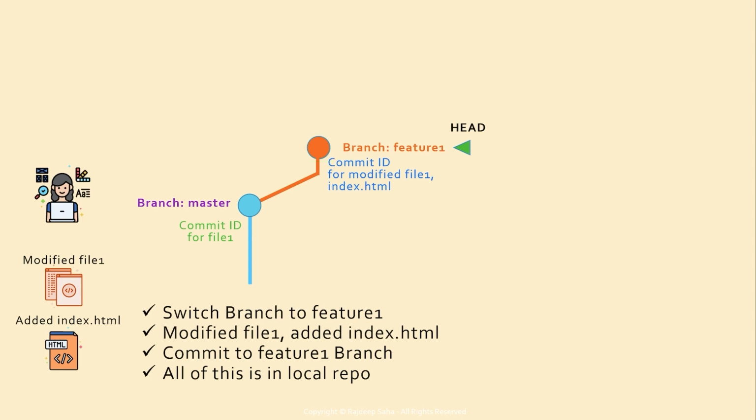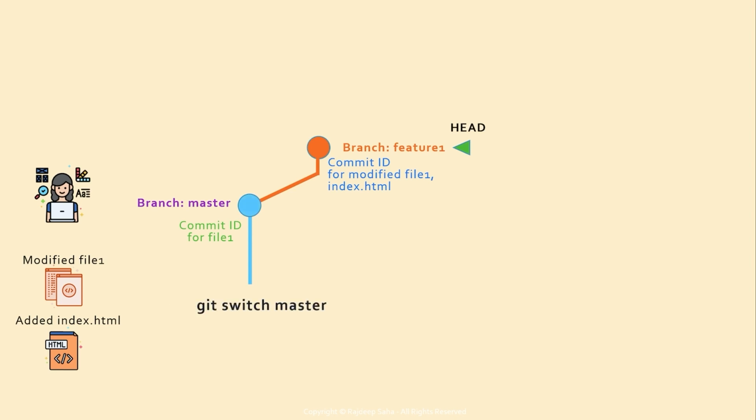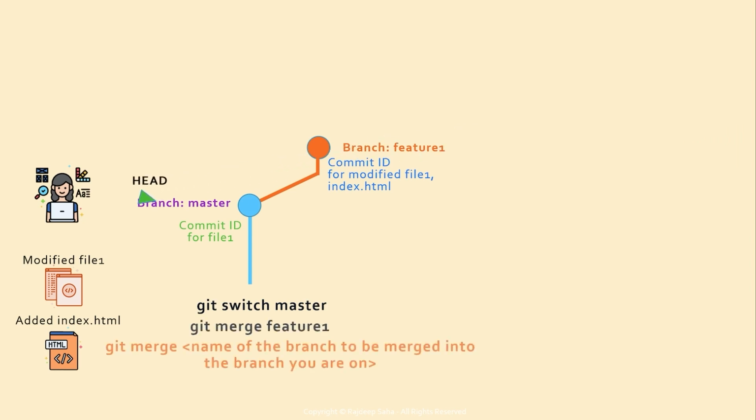What this means is, if you are at the branch master and look at file 1, you will see the older file. But if you are sitting in the branch feature 1 and look at the file 1, you will see the modified file 1 as well as index.html. If you want master branch to stay up to date with these changes, you need to switch the head to master branch, and you do this by running git switch master, which brings the head down to the master. And then you run the command git merge feature 1.